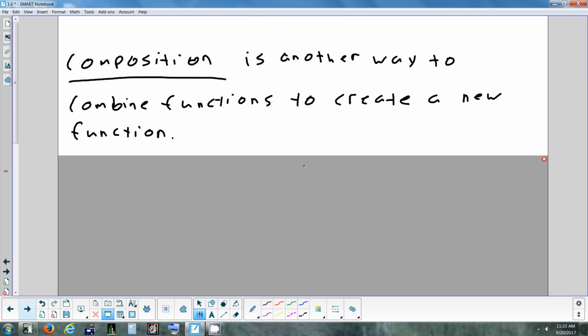So let's look at composition. So I showed you how to combine functions. We did some addition, we did some division. You could do subtraction and multiplication as well. But composition is another way. Anybody remember composition from algebra, probably algebra 2? Remember that? No?